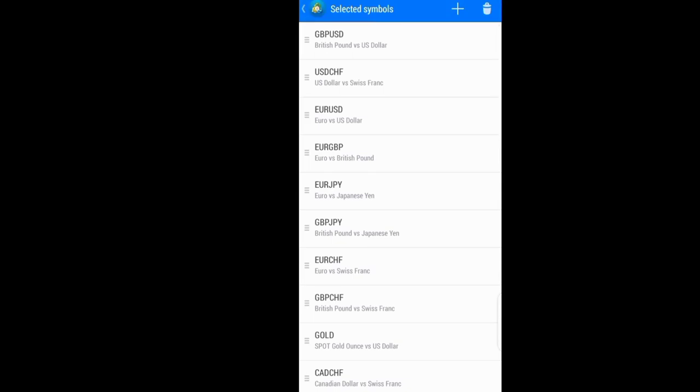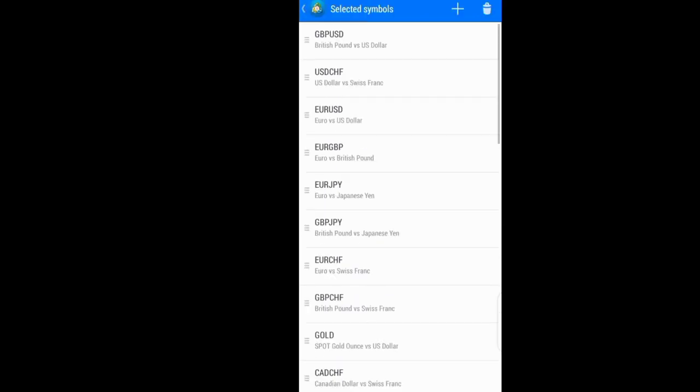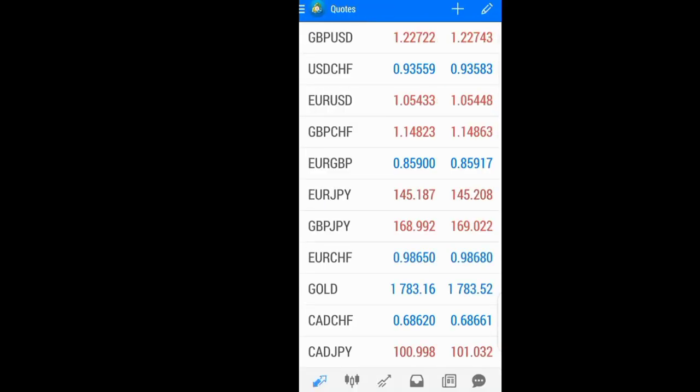If I still want to add, I can use this very plus button to add, just like what we did in the other area. So that is all about the quote section. Now we're done with the quote section.